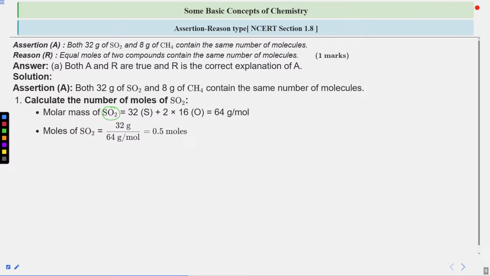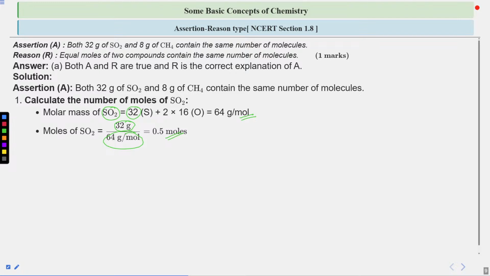So the molar mass of SO2 can be calculated as 32 plus 2 into 16. So 32 for sulfur and 2 into 16 for oxygen, which will give the molar mass of sulfur dioxide as 64. Now what is the moles of SO2? It will be given mass by molar mass, which is equal to 0.5 moles. Now is this thing true? Yes, it is very true. So it is having 0.5 mole.